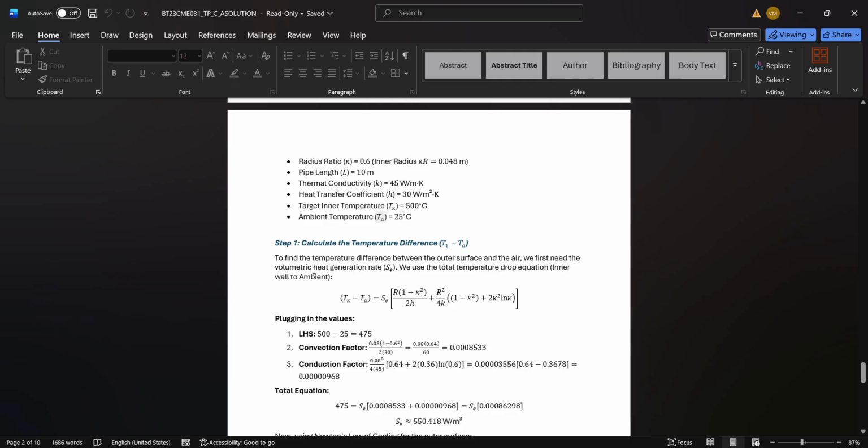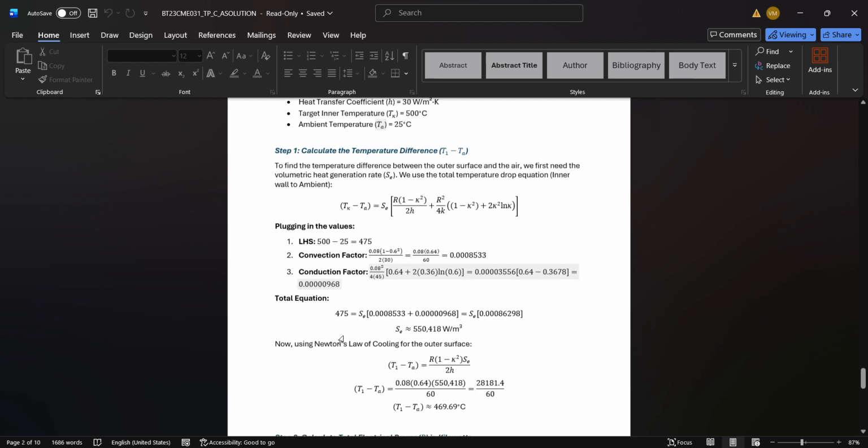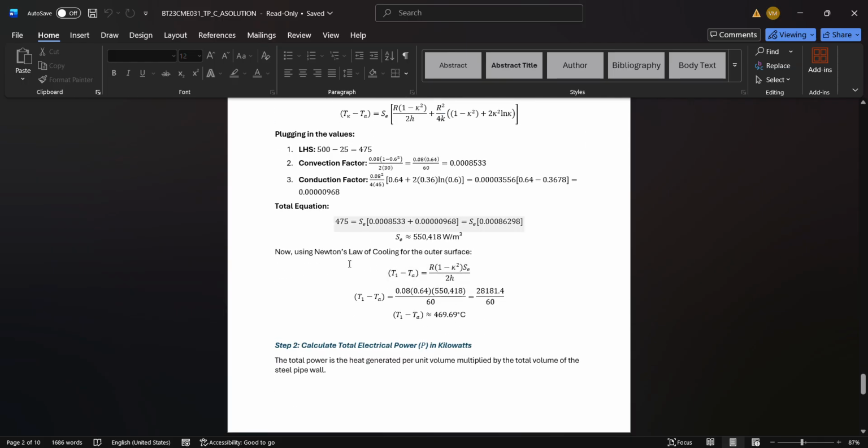We need to calculate the temperature difference. To find the temperature difference between outer and inner air, we first need the volumetric heat generation S_E. We use the total temperature drop equation, wall to ambient. So with this temperature drop equation, plugging in all values, we got this equation. Only S_E is unknown, so we can calculate S_E, and its unit will be watt per meter cubed.